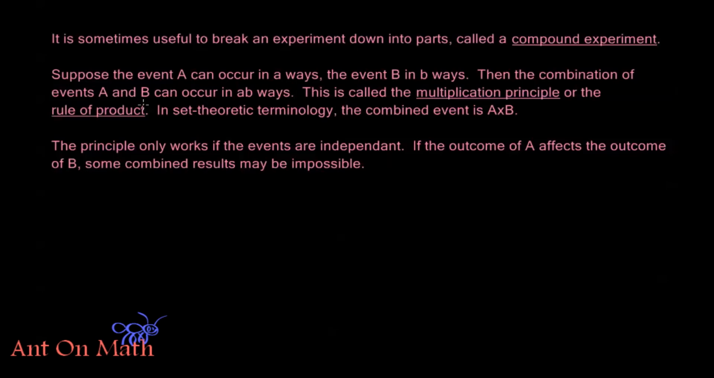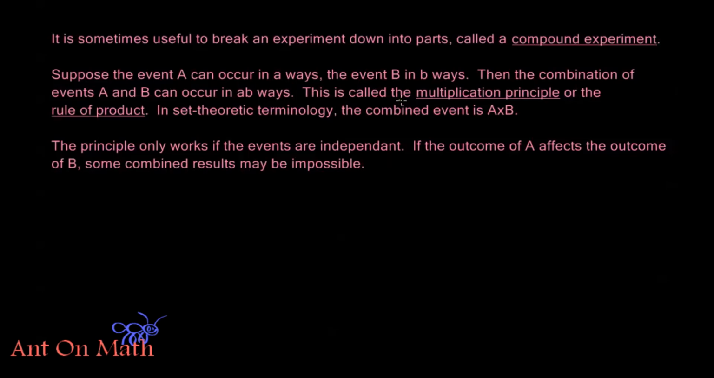So this is called the multiplication principle, or the rule of product, and in set theoretic terminology, the combined event is A cross B. Right? We know if we have a set of size a and a set of size b and we take the cross product, the size of the cross product is a times b. Right? We call this the multiplication principle.